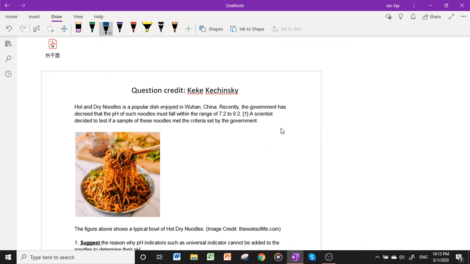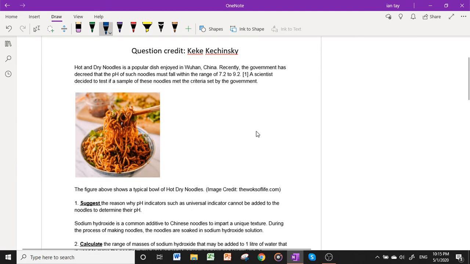Recently, the government has decreed that the pH of such noodles must fall within the range of 7.2 to 9.2. So this noodle is alkaline. And scientists decided to test if a sample of these noodles met the criteria set by the government. The figure above shows a typical bowl of hot dry noodles.